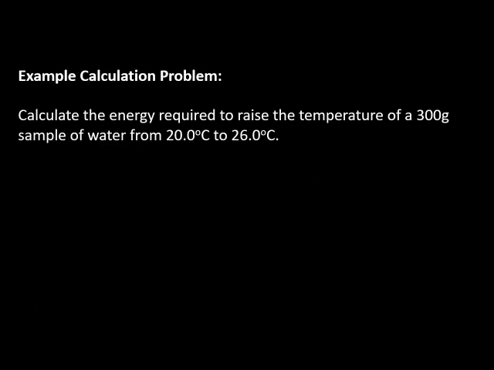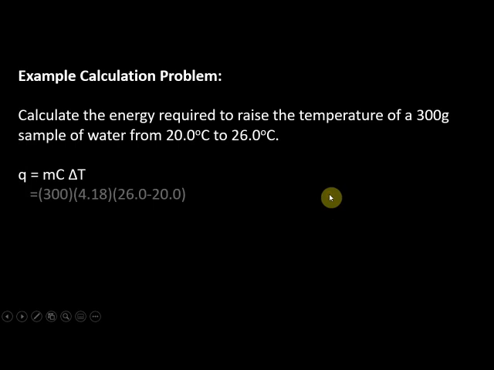All right, let's do an example here. Calculate the energy required to raise the temperature of a 300-gram sample of water from 20 to 26 degrees Celsius. So Q equals mc delta T, 300-gram sample. Specific heat capacity for water is 4.18 joules per gram degree Celsius. And the temperature change, 26 minus 20 degrees, is 6 degrees Celsius. So we get 7,524 joules. Remember, 3 sig digs, right?